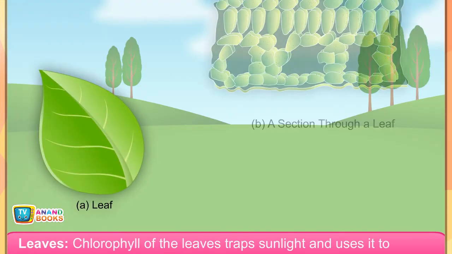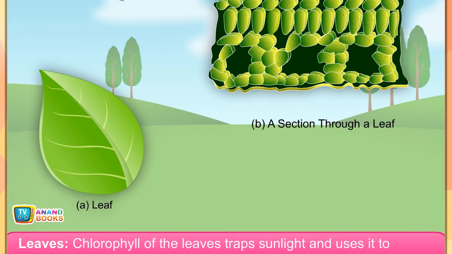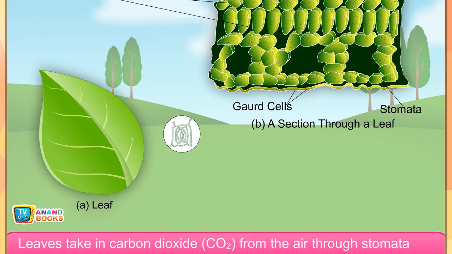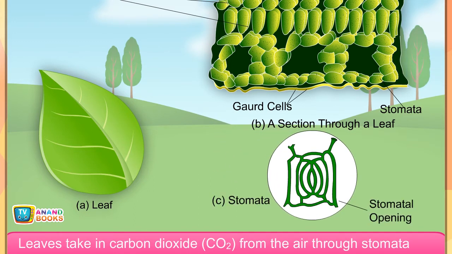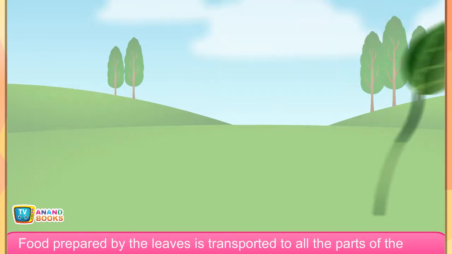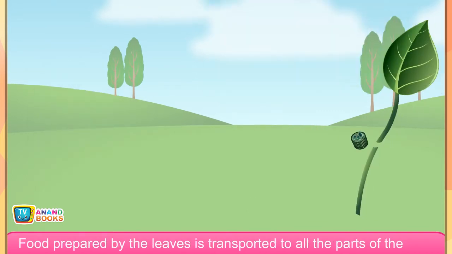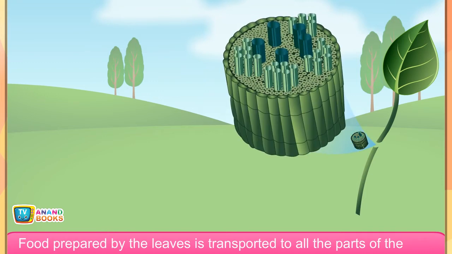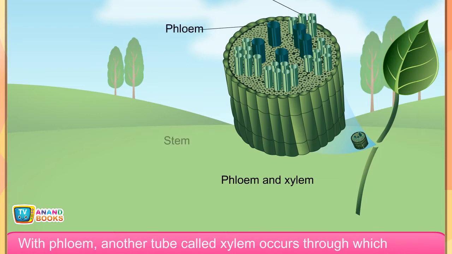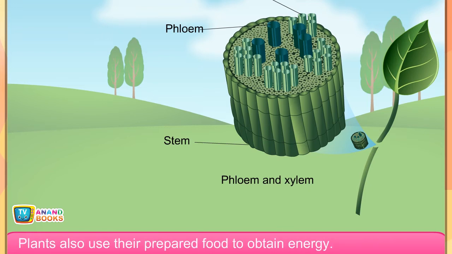Leaves. Chlorophyll of the leaves traps sunlight and uses it to make food for the plants. Leaves take in carbon dioxide, CO2, from the air through stomata surrounded by guard cells. Food prepared by the leaves is transported to all the parts of the plants by a network of tubes called phloem. With phloem, another tube called xylem occurs, through which water from the roots of the plants is brought up to the leaves. Plants also use their prepared food to obtain energy.